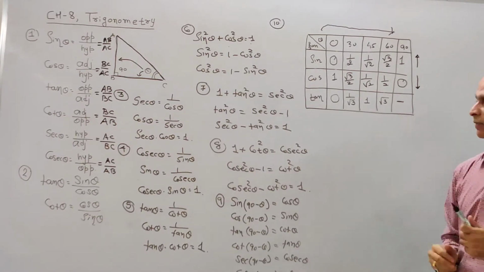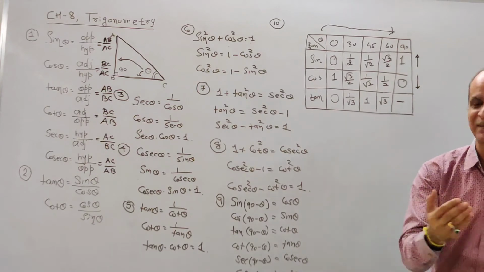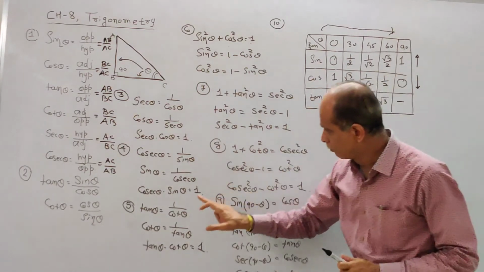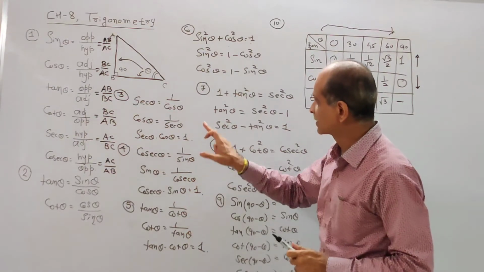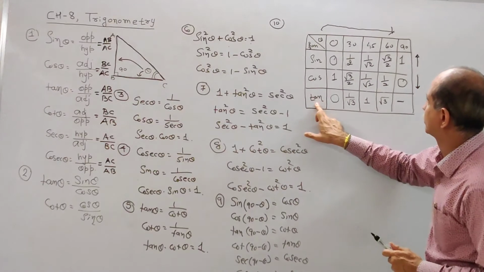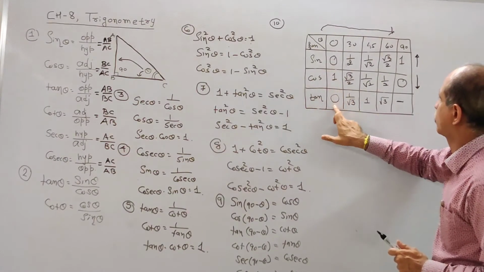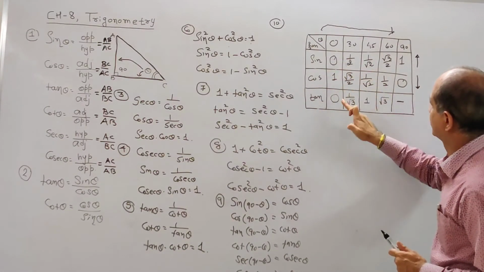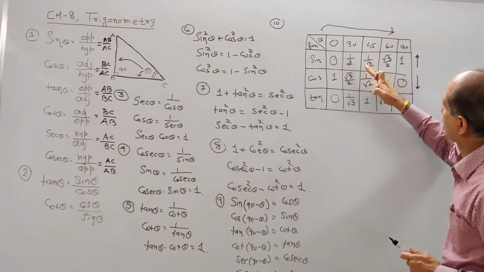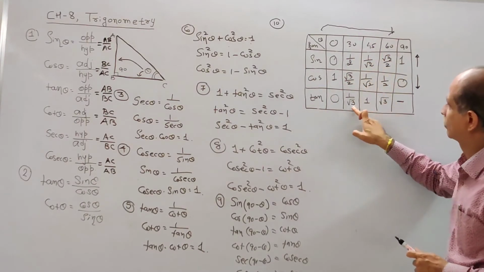So sine is an increasing function, cos is a decreasing function. Up arrow means increasing function, down arrow means decreasing function. So let us discuss tan theta. Tan theta means sin theta upon cos theta. So tan 0 means sin 0 upon cos 0, means 0 upon 1, is equal to 0. Tan 30 means 1 by 2 upon root 3 by 2, means 1 upon root 3.